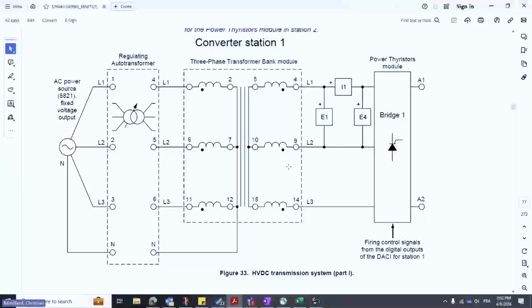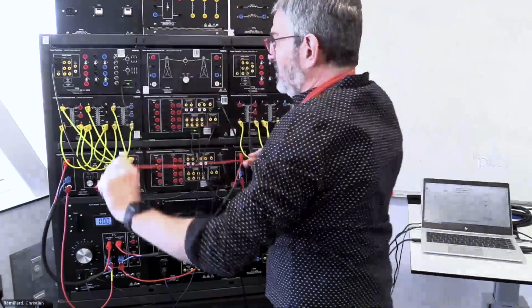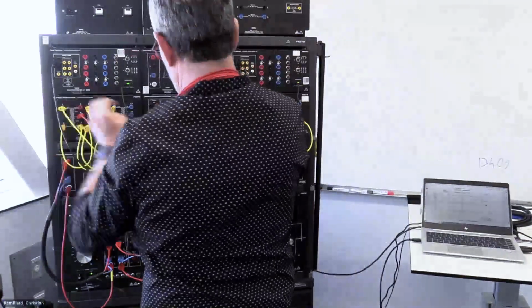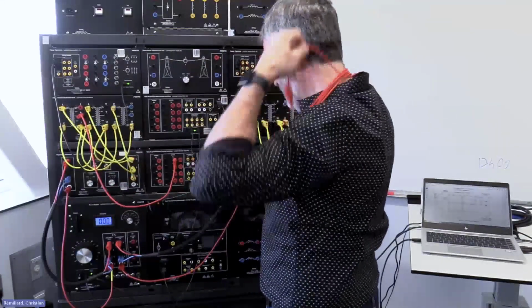4, 9, and 14 will go to, well, 4 will go to I1 to measure the current in this phase before going to bridge 1. And we will have E1 and E4 also connected on each side of I1 to measure the voltage between line 1 and line 2 here. So let's connect 4, 9, and 14 to our thyristor bridge going through I1. 4 here, go through I1.